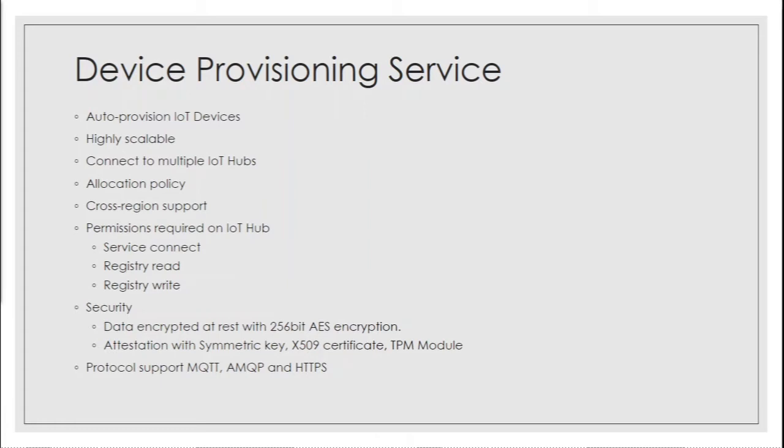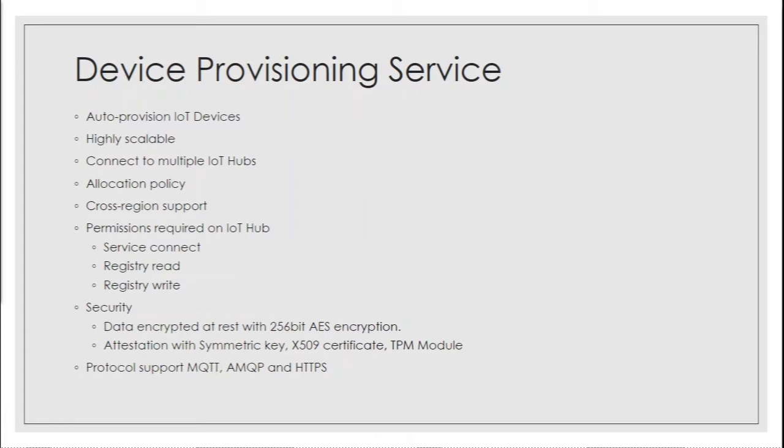Apart from this, we have seen that Azure IoT Hub supports different sorts of attestation, like symmetric keys, X509 certificates, and TPM modules. So when we are provisioning devices on IoT Hub, we choose any of these attestations. Similarly, when we want to register these devices, our device provisioning service also supports these attestations, which are supported by Azure IoT Hub. And whatever data is being transmitted with the device provisioning service during rest, it's all encrypted with 256-bit AES encryption, so that it's secure.